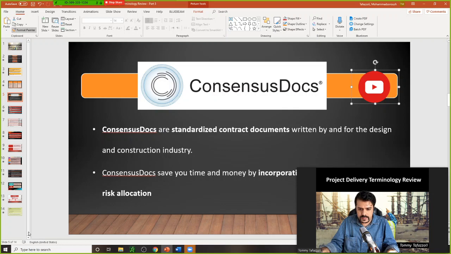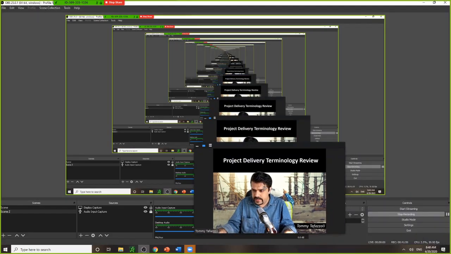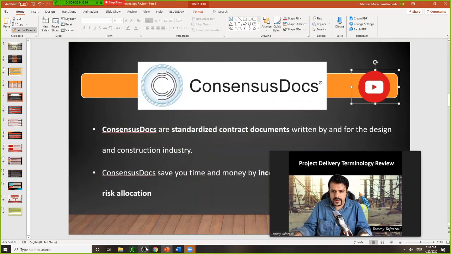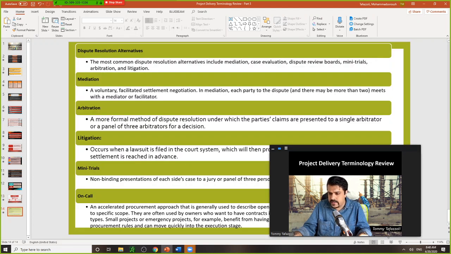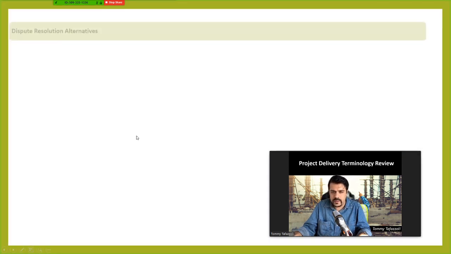So dispute resolution alternatives. Let me check the time. Don't want to exceed. Yeah, it's been 42 minutes so far. Okay. And I'm in the last slide, so that's perfect timing.